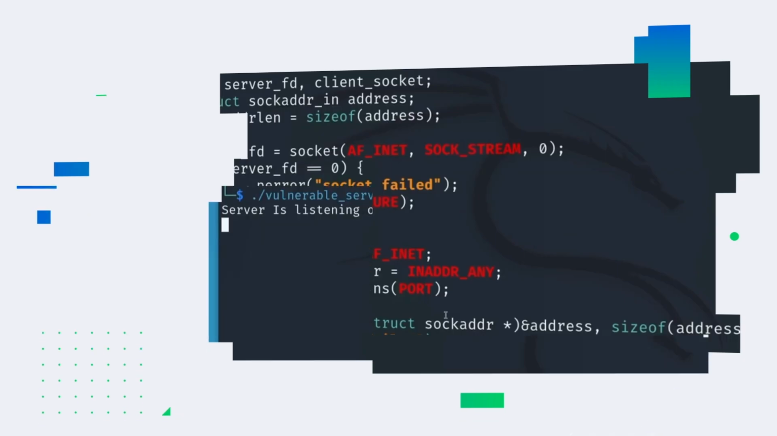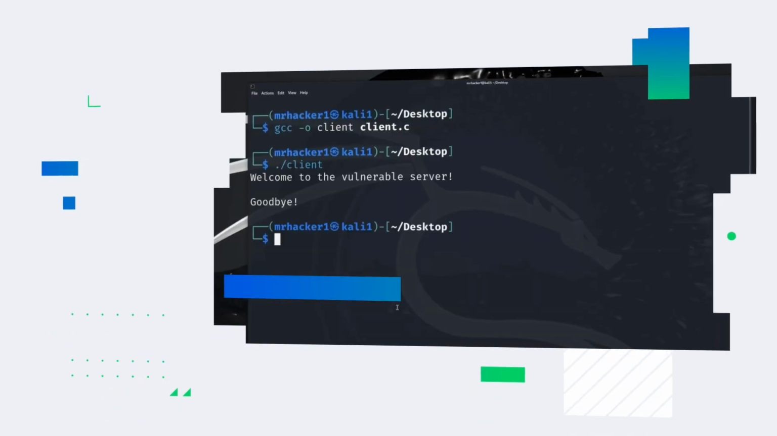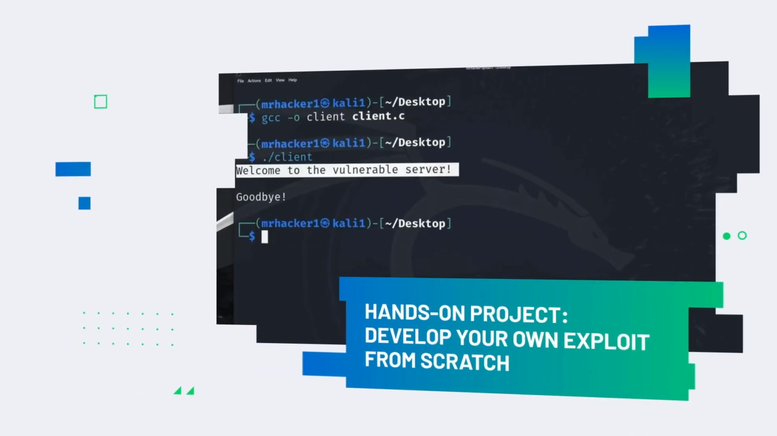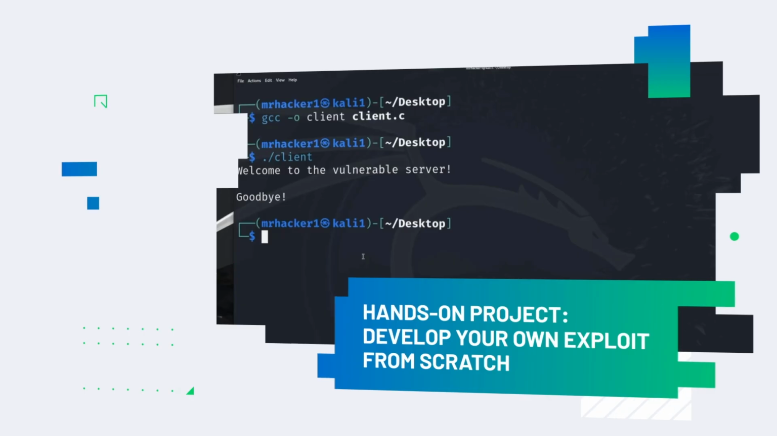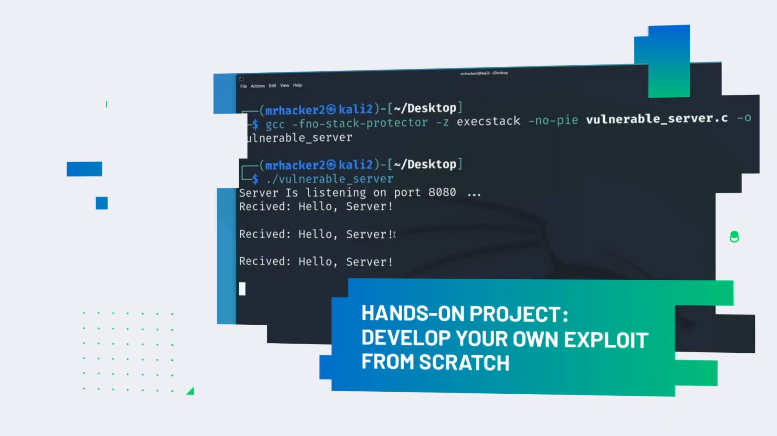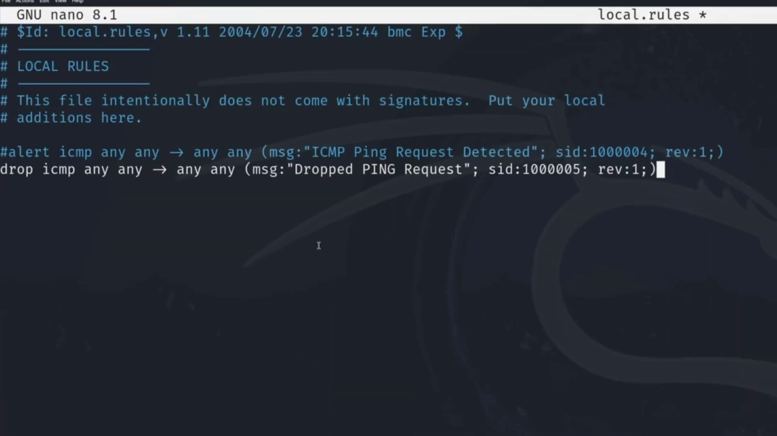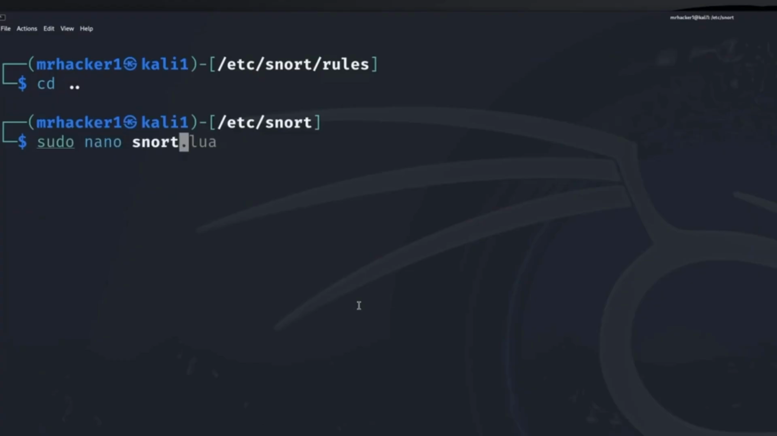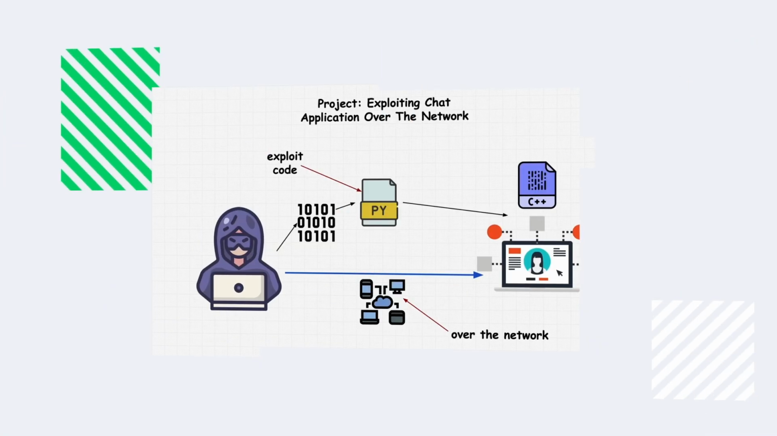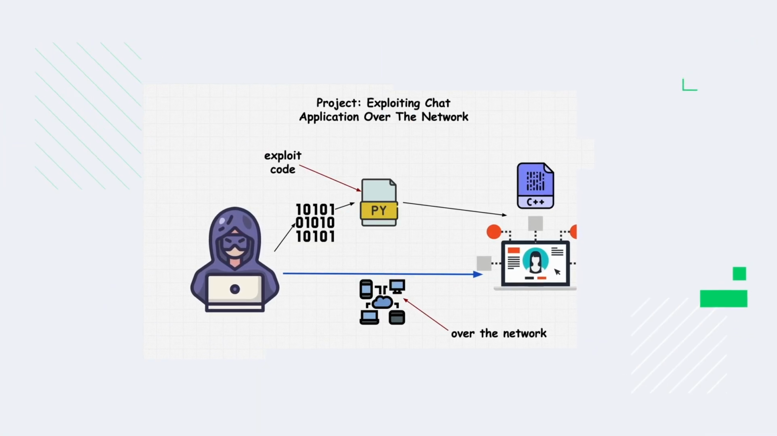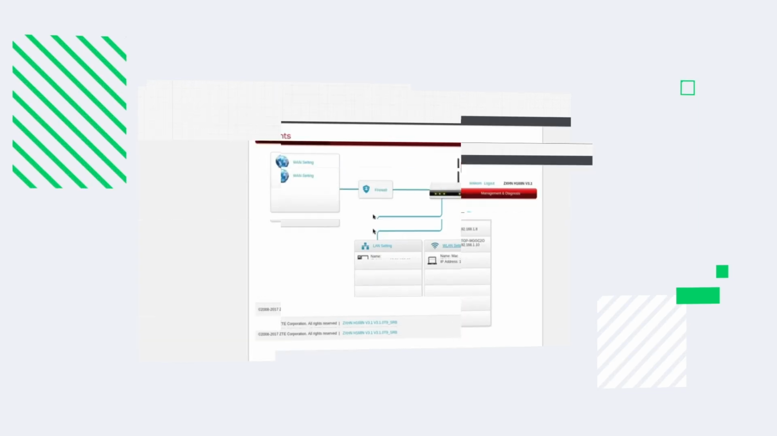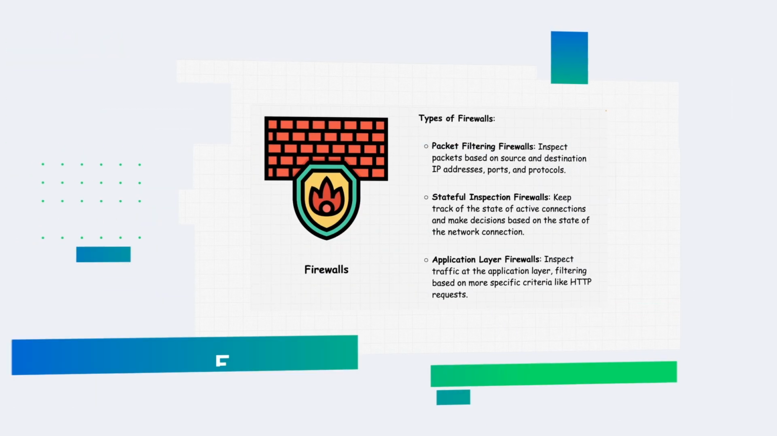One of the most exciting parts of this course is our hands-on project where we will write our own exploit from scratch. You will see how to develop a reverse shell over the network and test it live. That's right, you'll be exploiting a vulnerable chat application and executing a real attack using tools that you created yourself. And we don't stop there.